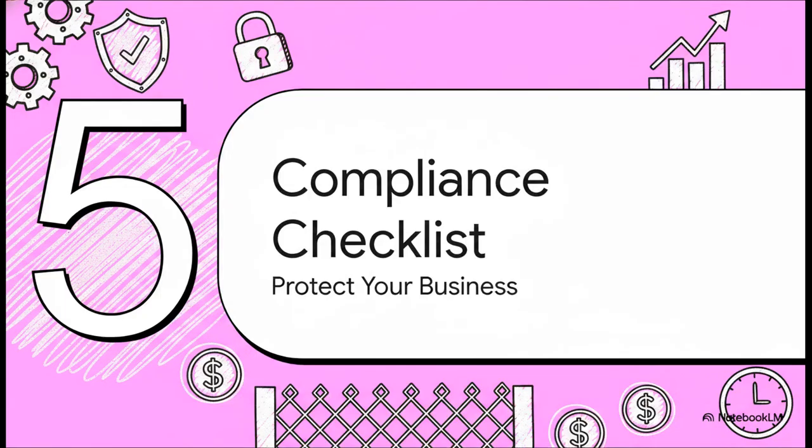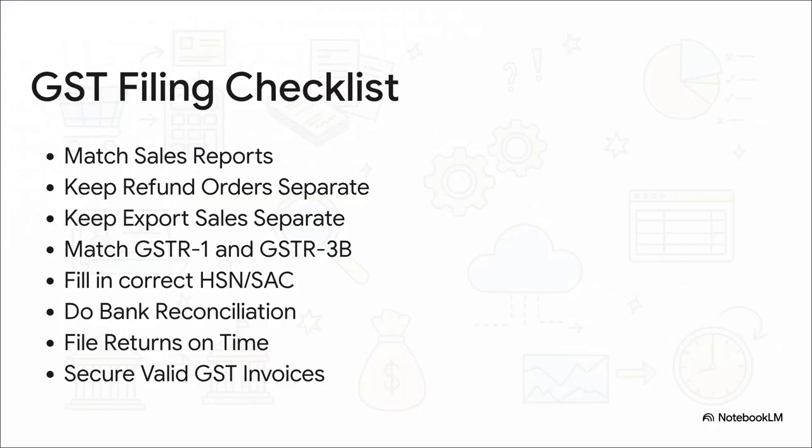Finally, Section 5. The ultimate compliance checklist. We've talked about the mistakes and the mechanics, so now it's time to arm you with the ultimate tools to protect your business. Honestly, you should print out this 8-point checklist. It is your ultimate shield against penalties.